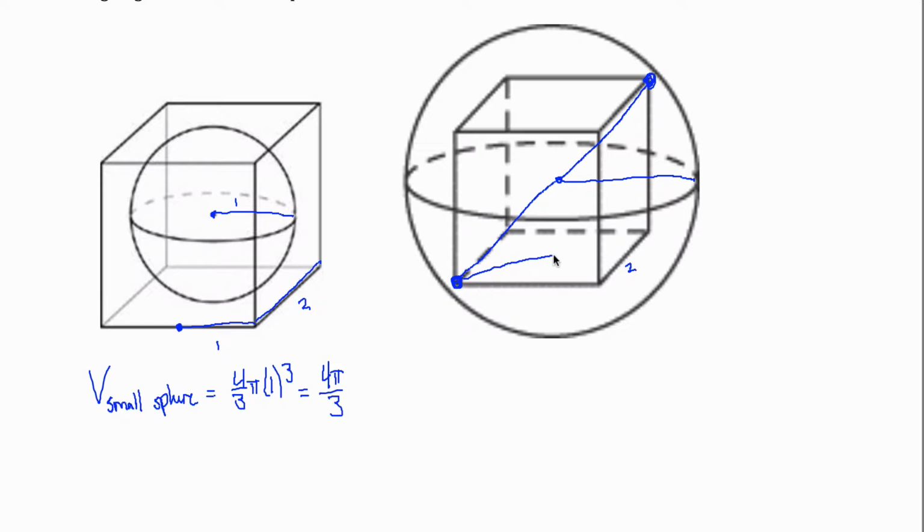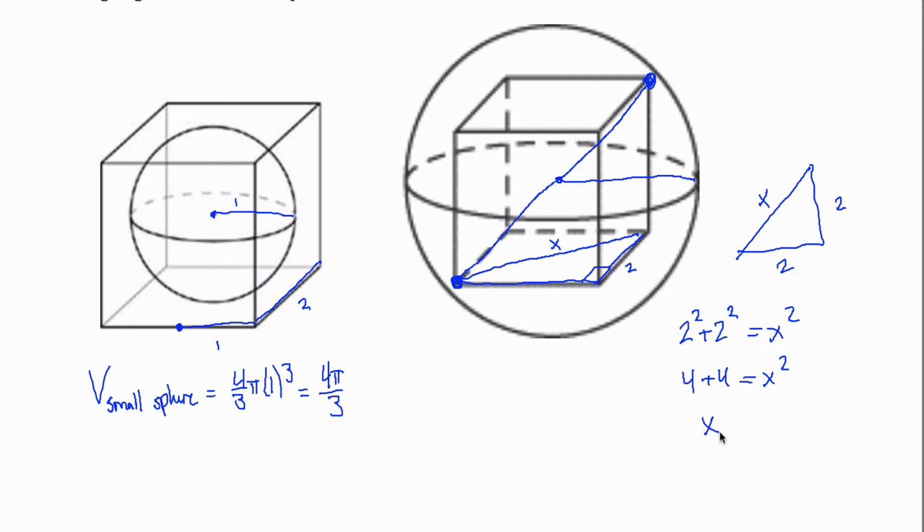Maybe I first figure out this side length. I'll call this x. I have this right triangle here, and let's draw it with the same orientation. This is 2, and this is 2, and this is x. So 2 squared plus 2 squared must be equal to x squared. So 4 plus 4 is x squared. In other words, x is the square root of 8.